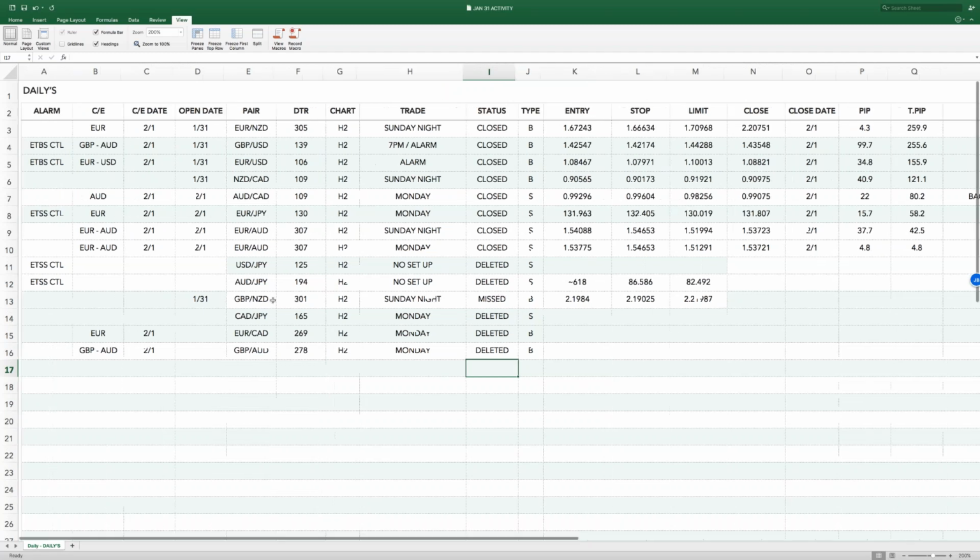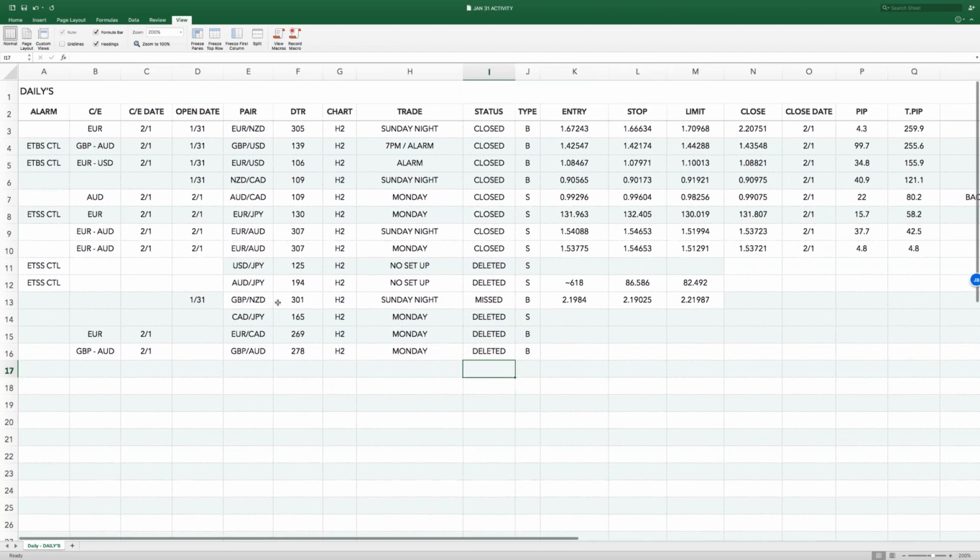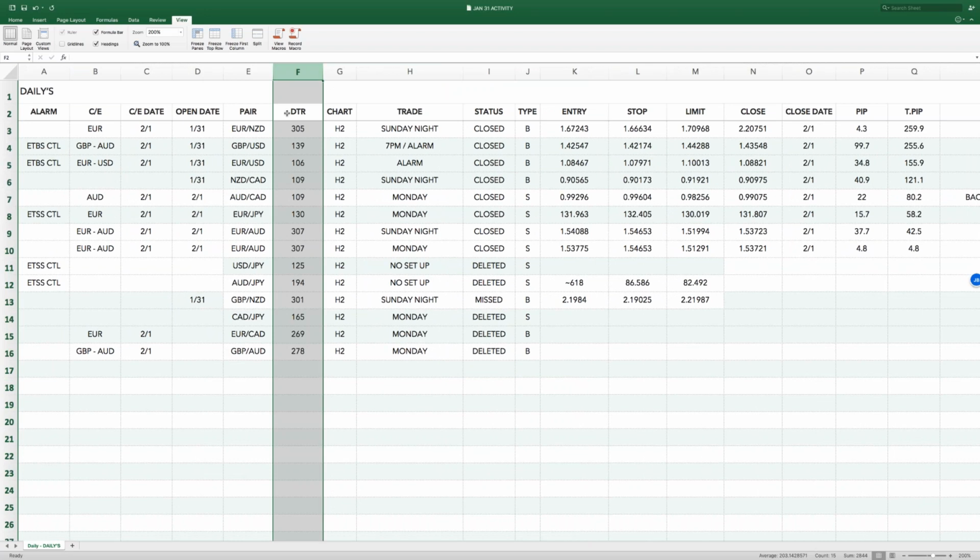There is one thing additional that I did see. I think one of the guys asked about it a little earlier today about the volatility around the pairs. And that comment comes from this column right here, ladies and gentlemen. It's called the daily trading range.